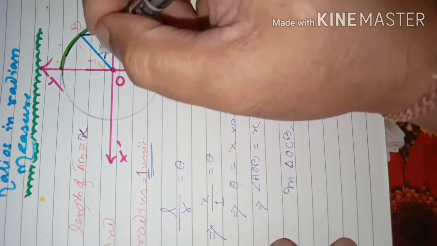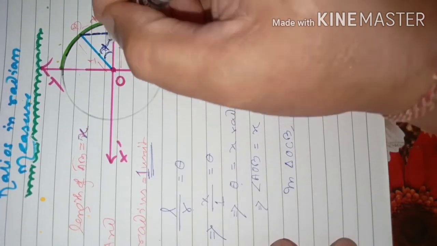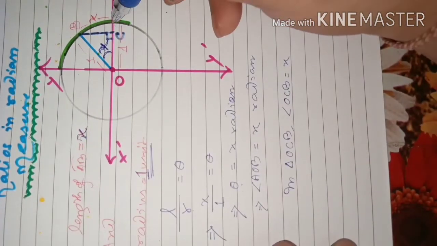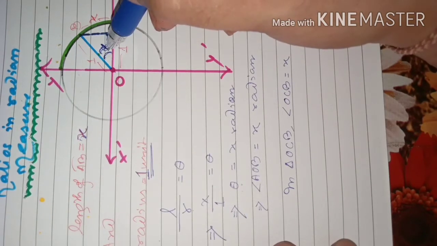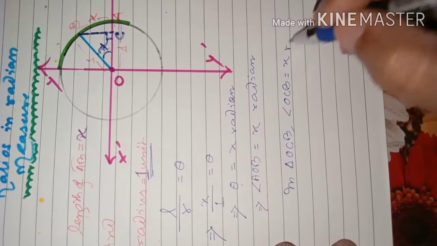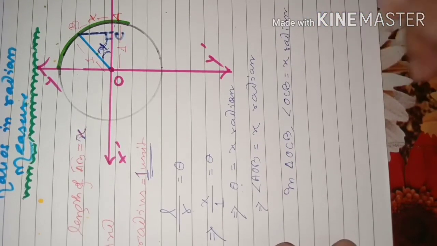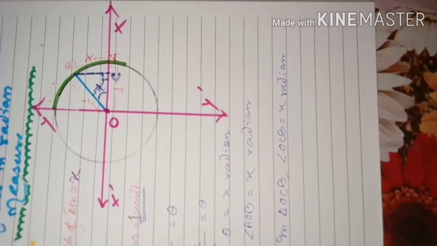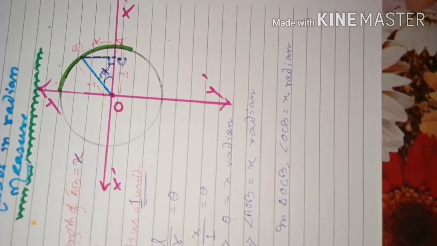Now you can say it is x. Directly you can say it is x radian, because against this arc this angle is there, because radius is 1 unit, that's why it will be x radian. And with respect to this angle, we want to write the trigonometric ratios.